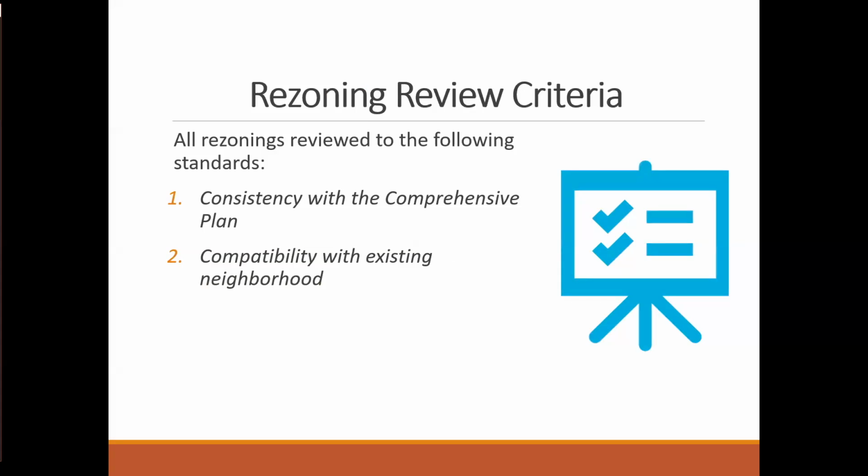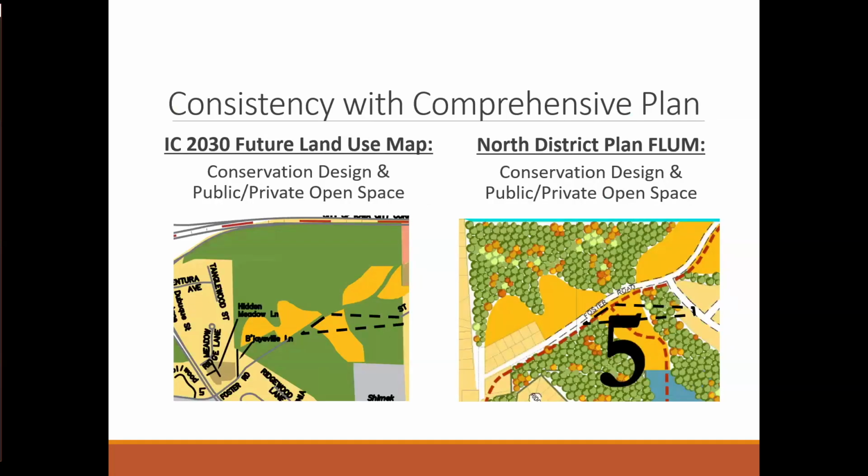For the rezoning review criteria, there are two criteria standards that staff reviews to. One, consistency with the comprehensive plan, and two, compatibility with existing neighborhood. Here we can see the two future land use maps, one on the left-hand side from the IC 2030 comprehensive plan, and to the right, the North District Plan's future land use map. The maps of the IC 2030 plan and the North District plan show the subject property, as you can see, outlined in black dashed lines. It's a little hard to see on the North District plan, but it's behind the 5.